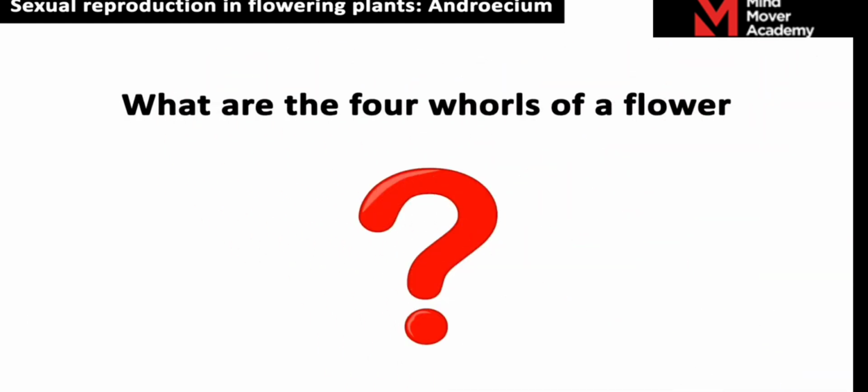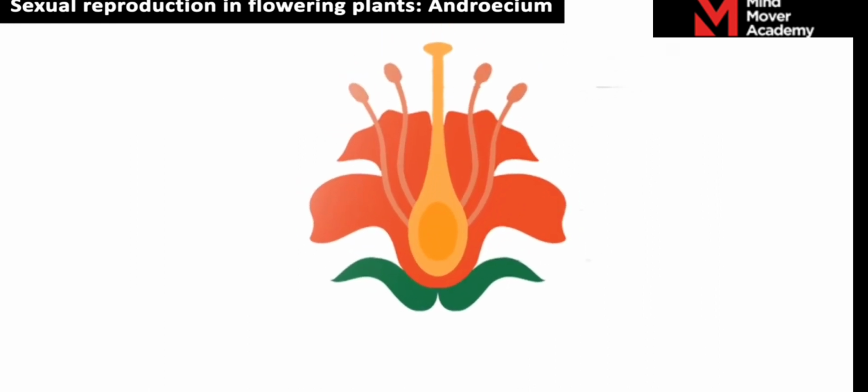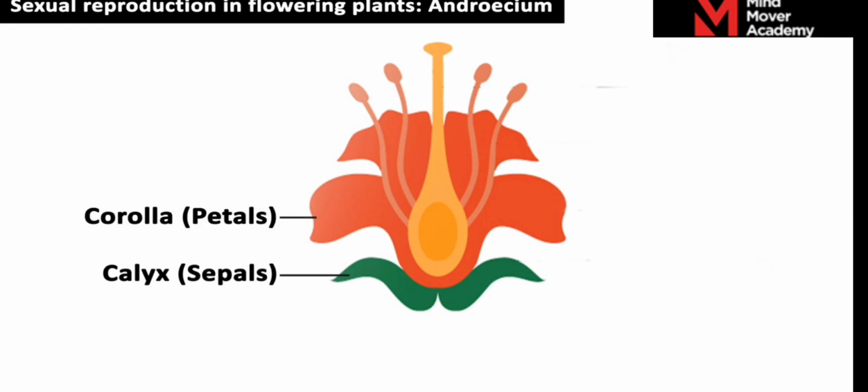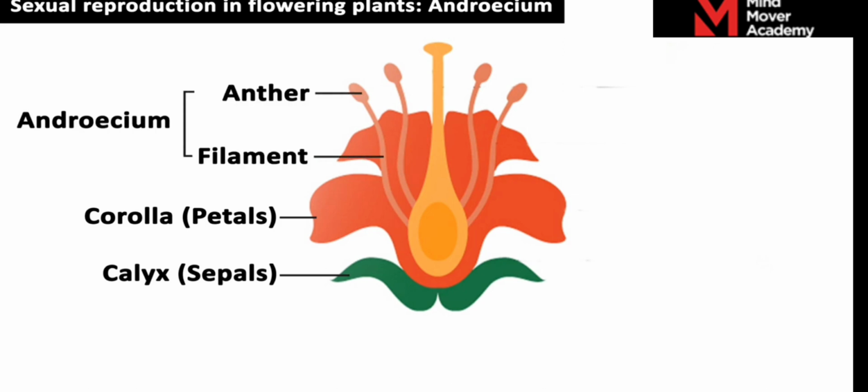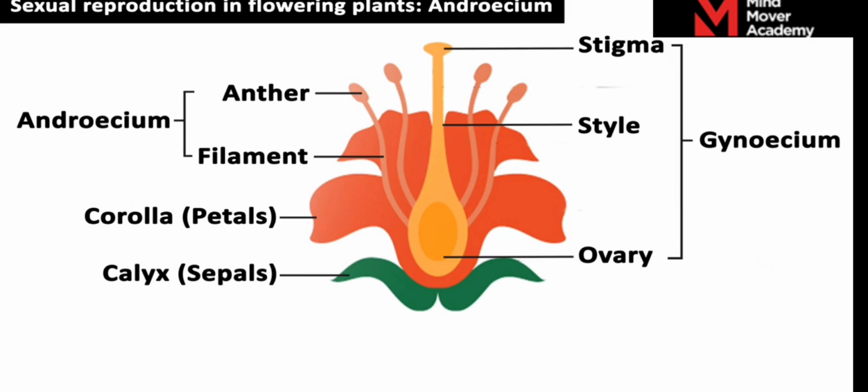Students, do you remember the 4 whorls of an angiospermic flower? Let us recall them together. The 4 whorls of a typical angiospermic flower are calyx, which consists of sepals, corolla, which consists of petals, androecium, which consists of stamens, and gynoecium, which consists of the carpels.